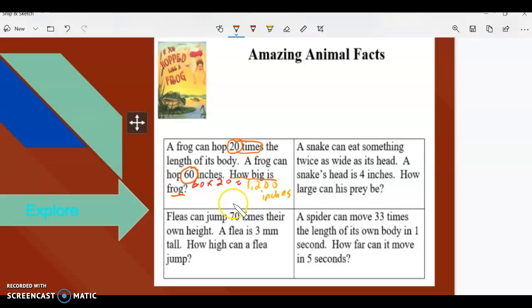So let's go down to the second again. Fleas can jump 70 times their own height. A flea is 3 millimeters tall. How high can a flea jump?